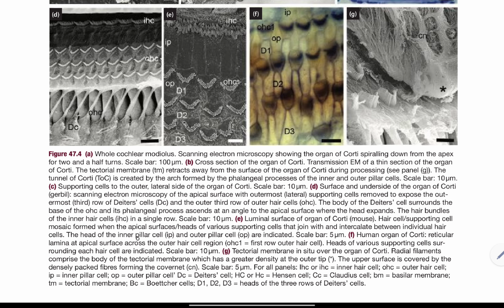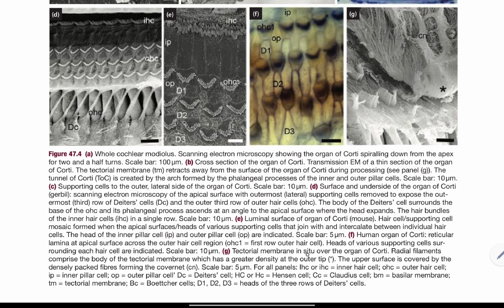The head of the inner pillar IP and outer pillar OP are indicated. Scale bar 5 μm. F. Human organ of Corti, reticular lamina at apical surface across outer hair cell region. OHC1 is the first row outer hair cell. Heads of various supporting cells surrounding each hair cell are indicated. Scale 10 μm.